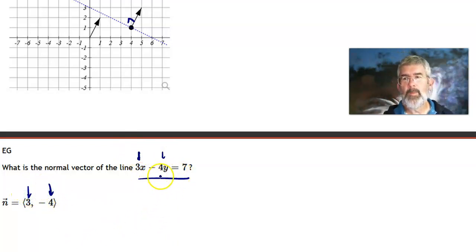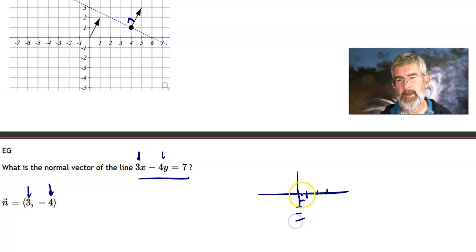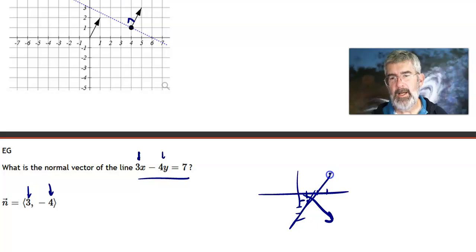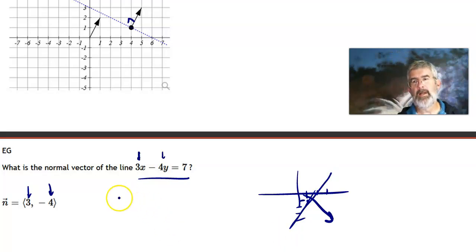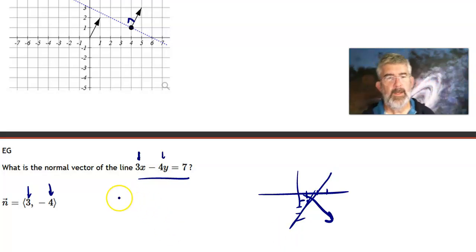So I don't see the slope so well on this one, but I see that it is perpendicular to the direction (3, -4). 1, 2, 3, 1, 2, 3, 4. So that direction right there, the line is perpendicular to that. Now I would need to know a point that it goes through. I happen to see the point (1, -1) works. So this point right here, perpendicular to that direction there, and I have the graph of that line. Okay.